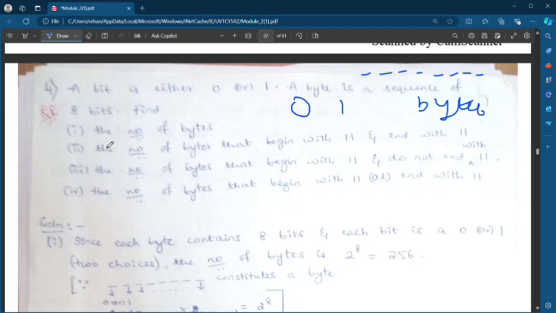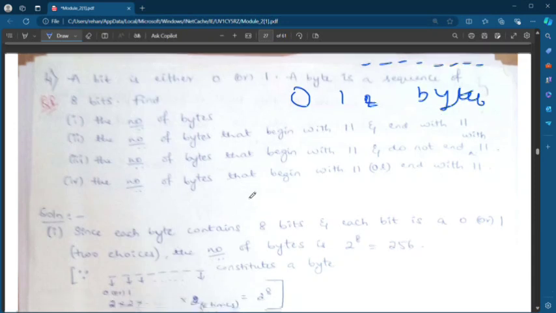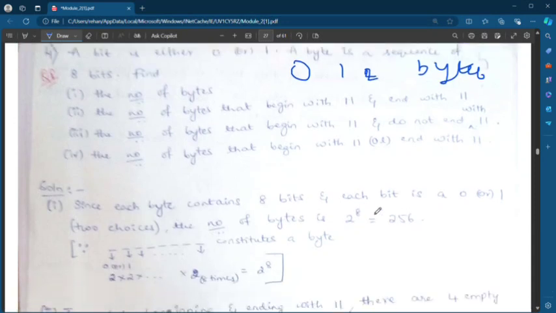So now what I have to find is the number of bytes. So see here, each can be either 0 or 1, that is 2. I can fill it in two ways, 0 or 1. So same way, 8 positions are there. So 2 into 2 into 2 into 2, like that, 2 power 8. So understood, right? 2 will be multiplied 8 times. So how many number of bytes will be there? That is 2 power 8, that is 256.